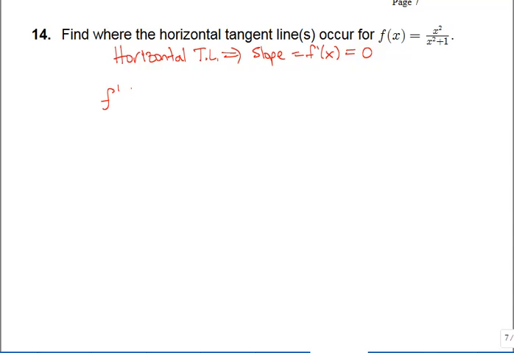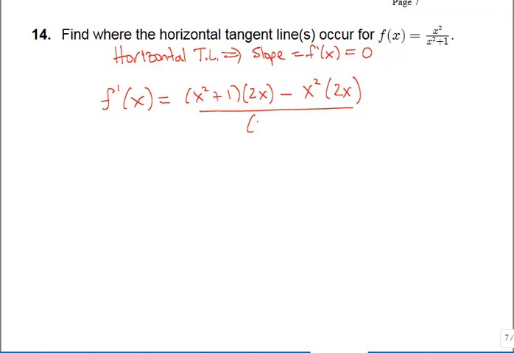So let's find f prime of x first. And this is going to require using that quotient rule. So we're going to do low, which is x squared plus 1, times d high, the derivative of x squared is 2x, minus high, which is that x squared, times d low. The derivative of x squared is 2x. The derivative of the 1 goes to 0. All over low, low. So that bottom squared. Now here we definitely want to clean this up because we are trying to do something with this derivative.